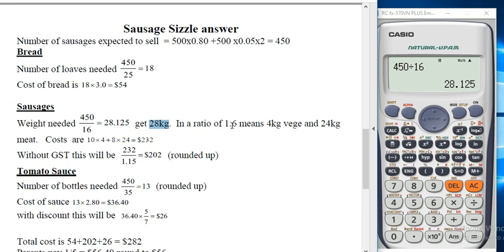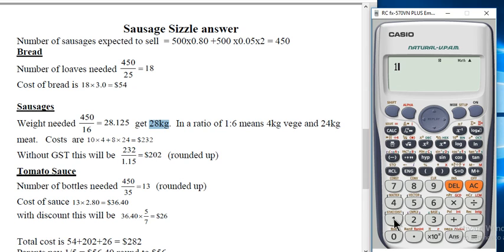Now, this is where a lot of people go wrong. They will say, well, 1 to 6, that means 1/6 of veggie. Well, let's have a look at that. Suppose I go 1/6, and then you've got to go out here to go across, so you can press the times. 1/6 of 28. Now just change it to a decimal. This is just 4.66666 recurring.